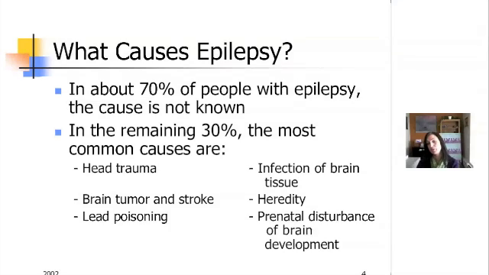But in 30% of the cases, the cause is known, and it can be due to head trauma or stroke or anything that causes maybe a brain tumor, anything that causes scarring on the brain can create epilepsy or can make epilepsy happen. And it doesn't always happen right away. It could happen 5 years later after the head trauma happened or after the tumor happened, or it could happen 15 years later. So you never know when it is actually going to occur.